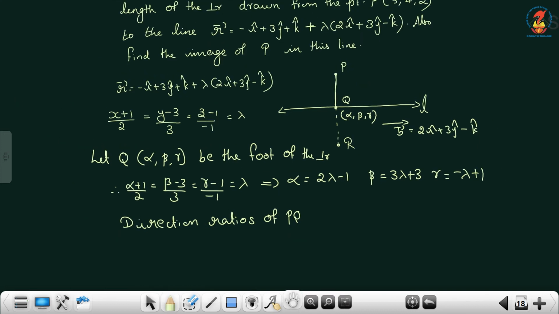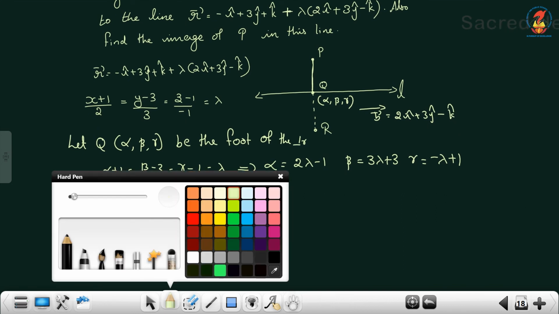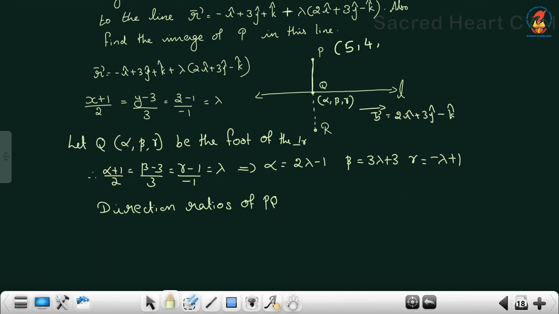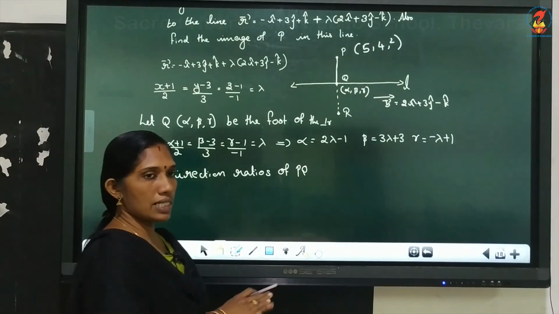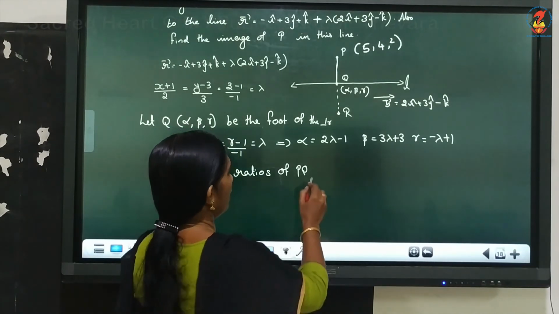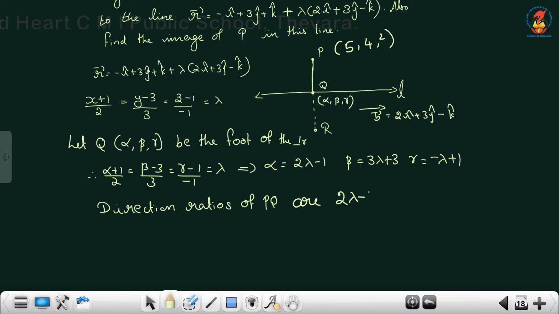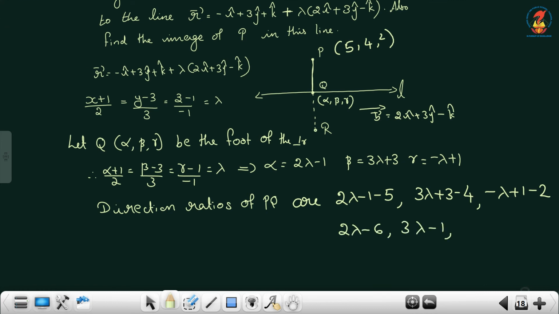What is P? P is 5, 4, 2, and alpha, beta, gamma is this one. So how to find direction ratios of PQ? We have to subtract x2 minus x1, y2 minus y1, z2 minus z1. So 2 lambda minus 1 minus 5, 3 lambda plus 3 minus 4, minus lambda plus 1 minus 2, or 2 lambda minus 6, 3 lambda minus 1, minus lambda minus 1. These are the direction ratios of line PQ.